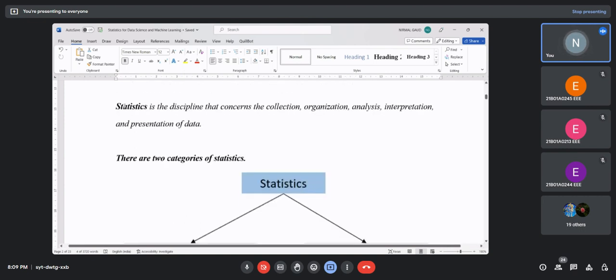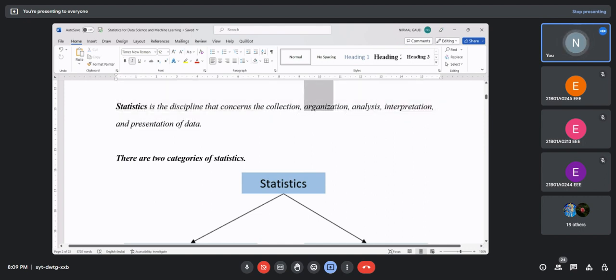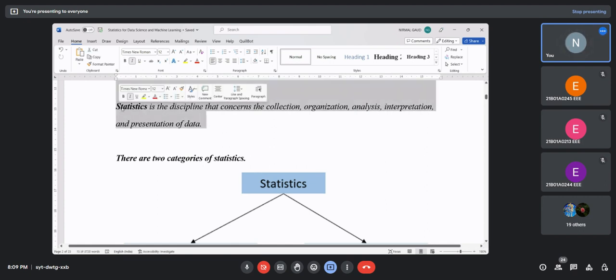So statistics is a discipline that concerns the collection of the data, organizing the data, analyzing the data, interpretation of the data, and presenting the data. See, I am going very simple. You need to understand it here only in these simple terms.